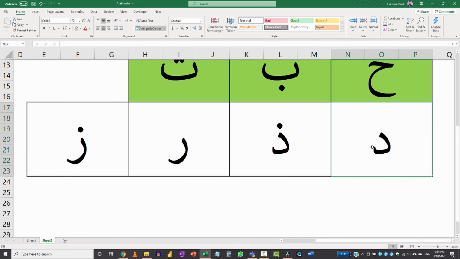This is? Dal. And this is? Dal. Okay, that's one. Let's do that one more time. Dal. Dal. Very good. That's two. One more time. Dal. That's three. Dal. That's four. Dal. That's five. Okay. So now let's do them all in a row.